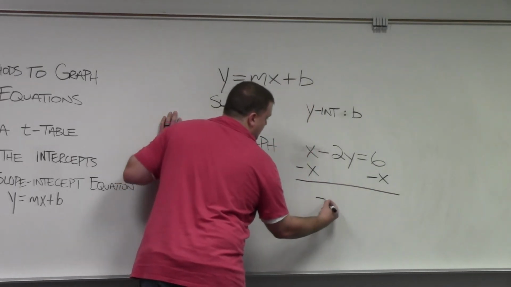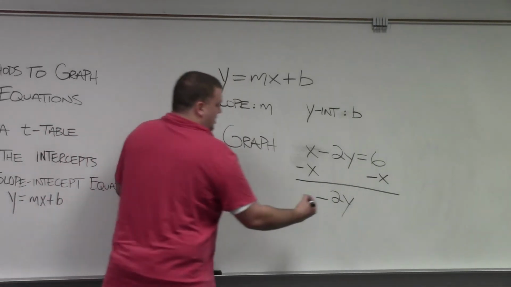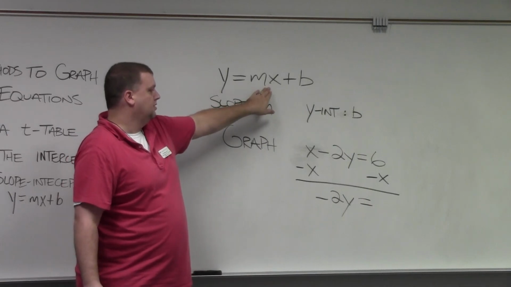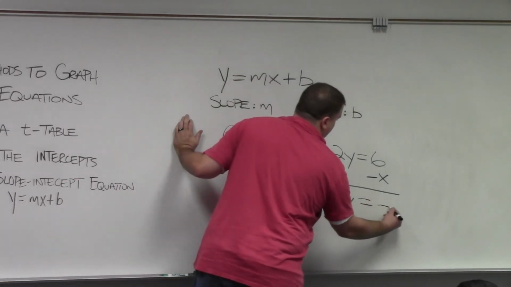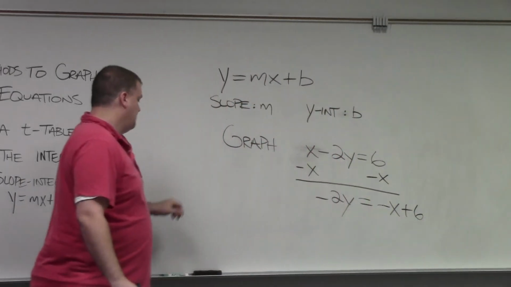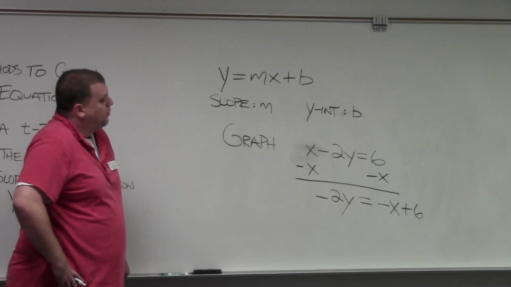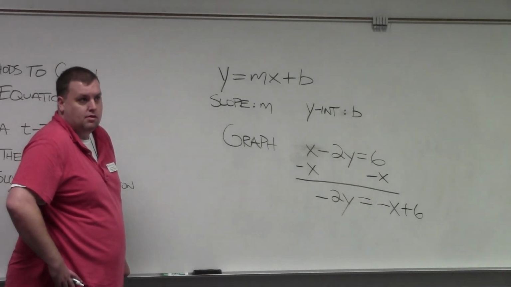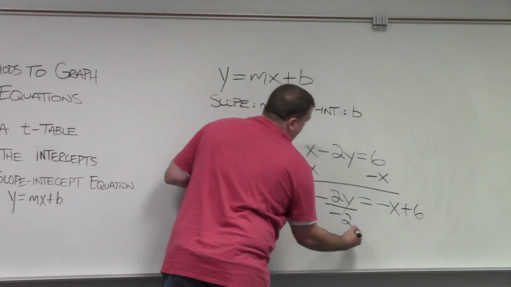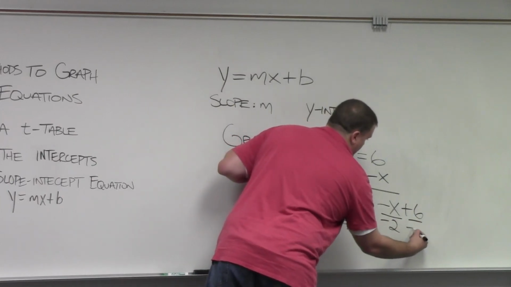So that's going to leave me with just negative 2y on this side, and I have 6 minus x on the right. Notice that my x part comes first, so I'm going to write that part first: negative x, and that's still a positive 6. I still need to get y by itself. What do I need to do now? Divide by negative 2. We're going to divide every single piece by negative 2.